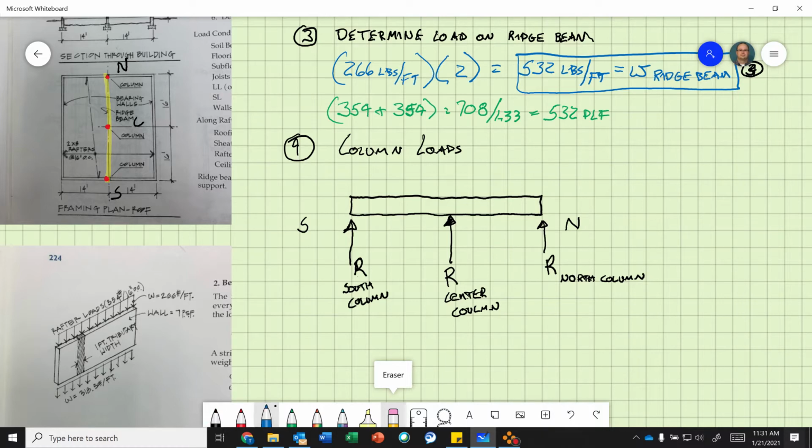All right, let's get our line load on there. We calculated that from problem 3. So we converted that into a pounds per foot. So W ridge beam equals 532 pounds per foot. All right, now we need distances. So let's put our distances on here.